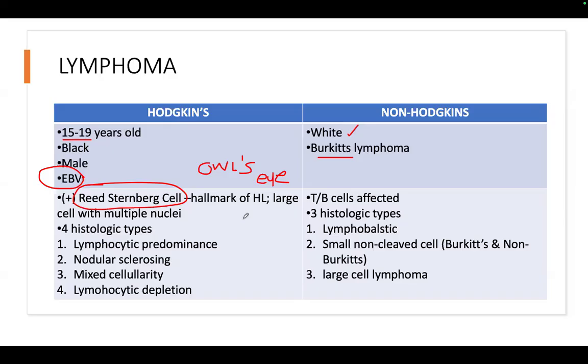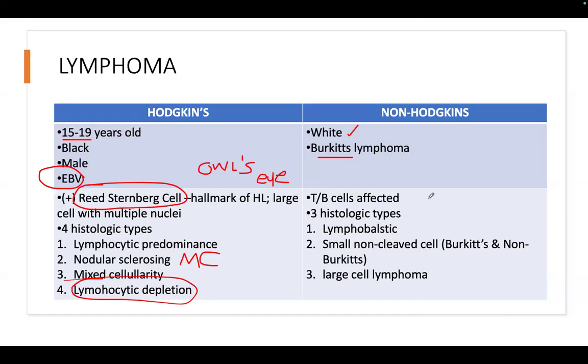Now, there are 4 histologic types of Hodgkin's: lymphocytic depleted, lymphocytic predominant, nodular sclerosing, and mixed cellularity. Now, the one that is the most common is nodular sclerosing. The one with the worst prognosis is the lymphocyte depleted.